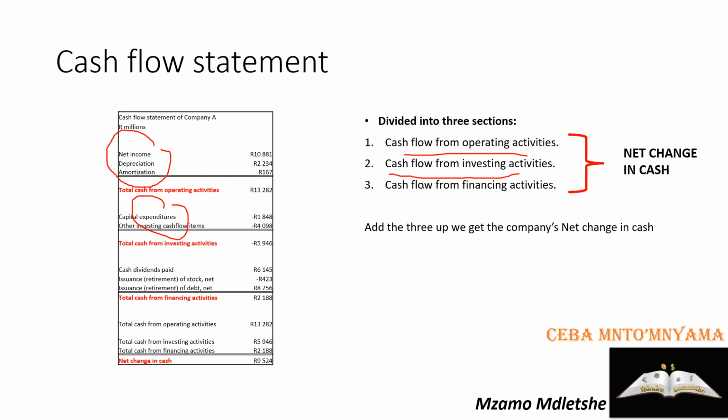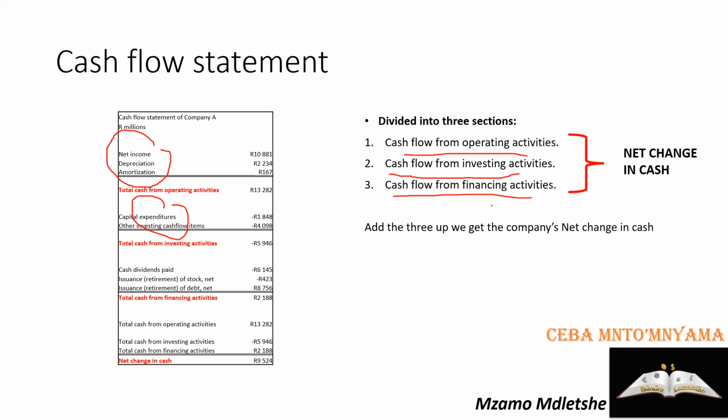Now moving on to the third section, which is cash flow from financing activities. It includes all outflows of cash for the payment of dividends. It also includes the selling and buying of the company's stock. For example, when the company sells shares to finance a new plant, cash flows into the company. But when the business buys back its shares, for example, cash flows out of the company.